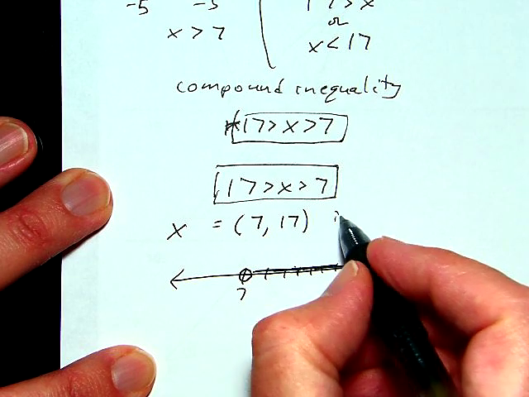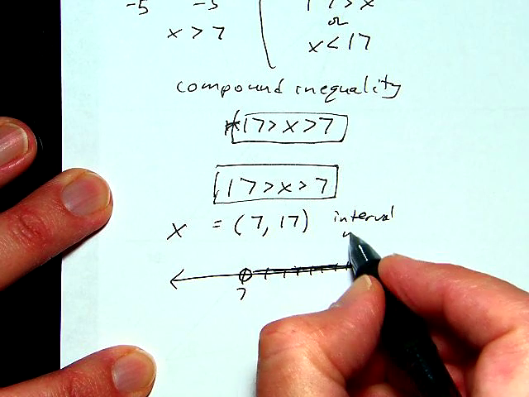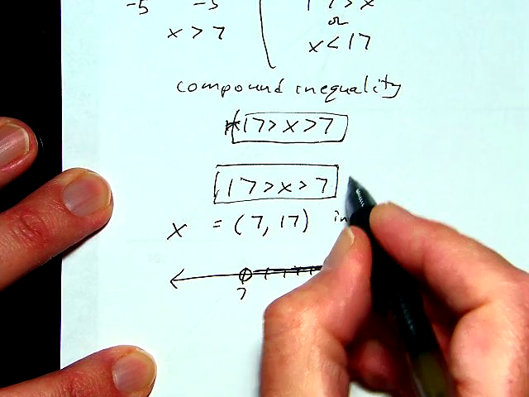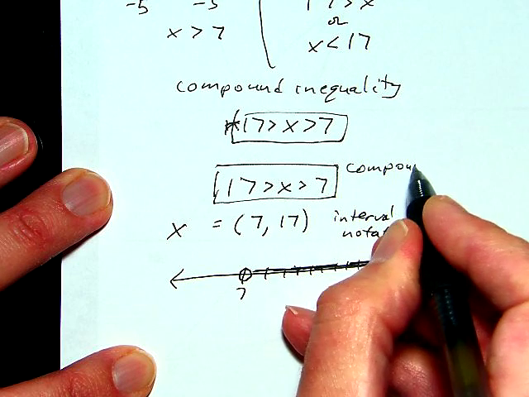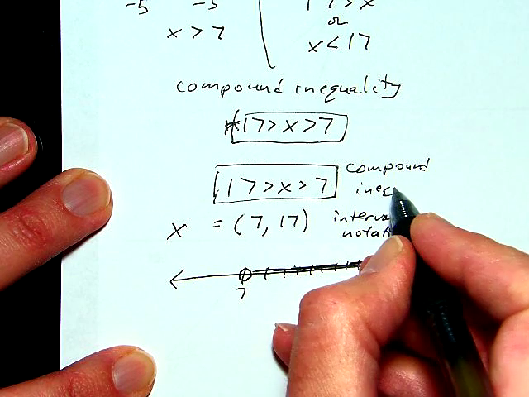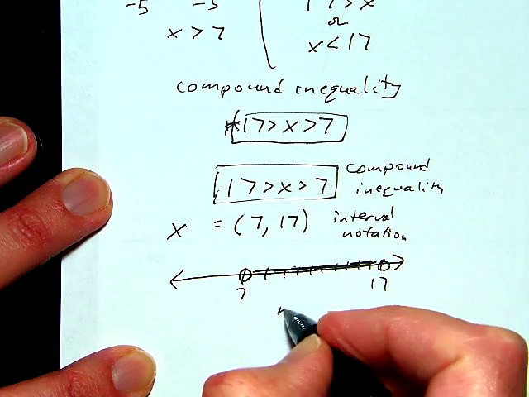This is called interval notation. This is using a compound inequality. And this is using a number line.